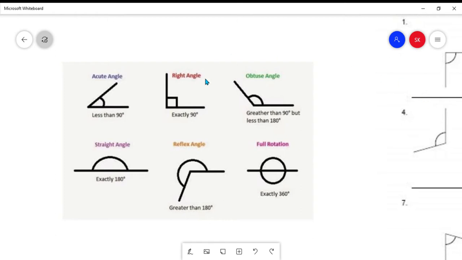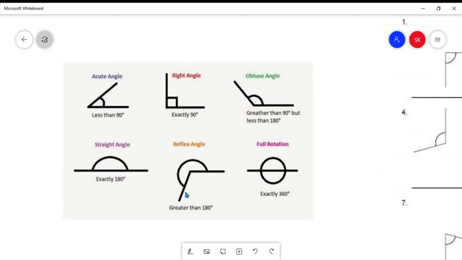Here are the meanings of which angle is what type. So, acute angle: less than 90 degrees. Right angle: exactly 90 degrees. Obtuse angle: greater than 90 degrees but less than 180 degrees. A straight angle: exactly 180 degrees, or a straight line.